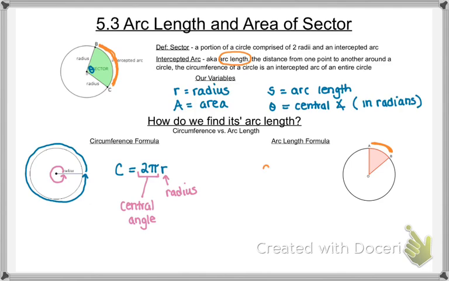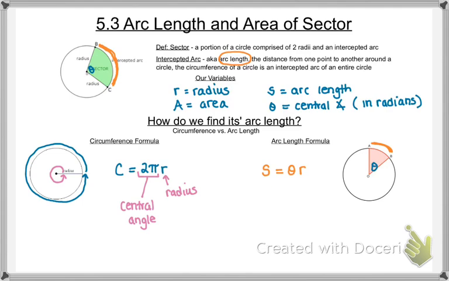Okay, so I'm going to say arc length S is going to be equal to the same formula. Instead of 2 pi, which is the angle that covers the entire circle, we're going to say that this is my angle theta. So arc length is equal to theta, whatever this angle may be, times the radius.